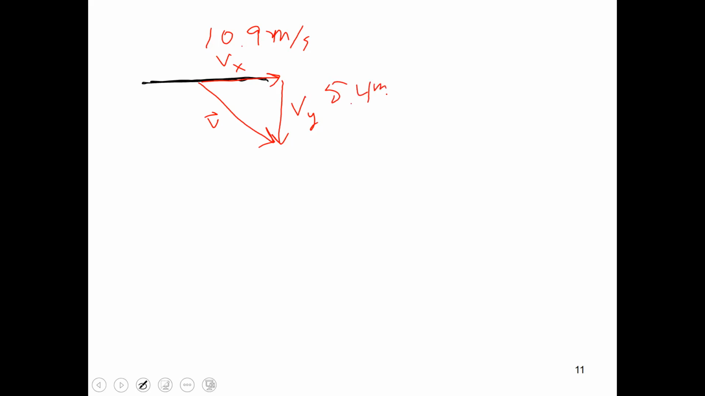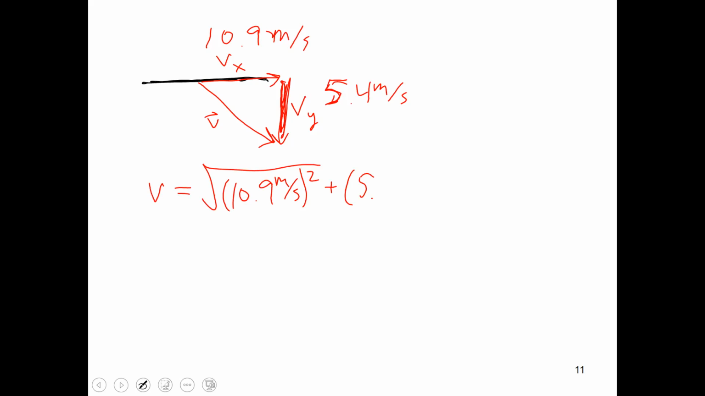I'm going to drop the negative sign because I've got a triangle there. Triangles don't have negative side lengths. So in order to do this analysis, I'm just going to say that the length of that vertical leg of my triangle is 5.4 meters per second. All right. So my final velocity will have a magnitude of, let's see, this looks like Pythagoras to me. The root of one side of the triangle squared plus the other side of the triangle squared.